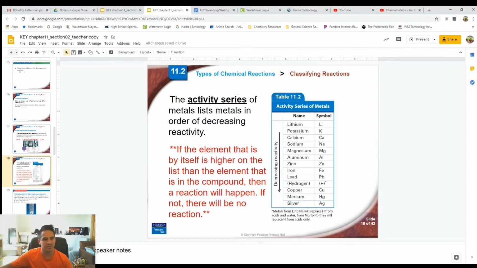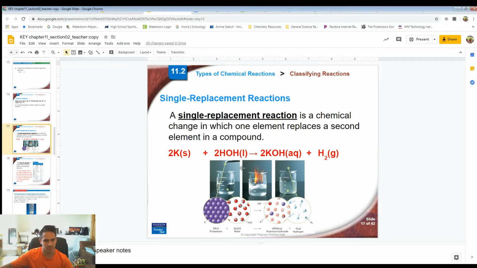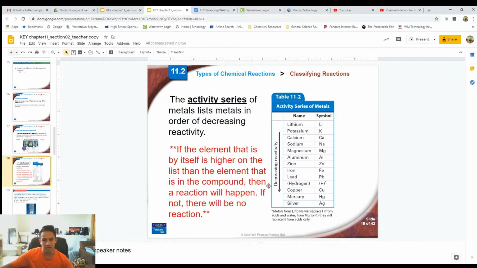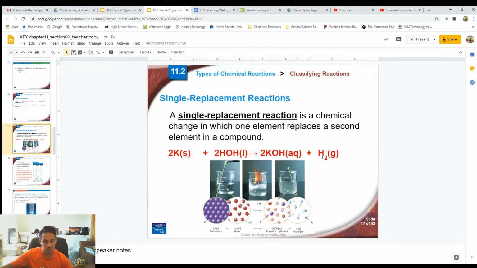So let's go look at the previous example on this slide to see how this works. The element by itself in this case was potassium, and the element it was trying to replace in the compound was hydrogen. If we look on the reactivity series here, potassium, the element that was by itself, is higher on the list than the element that was in the compound, which is hydrogen. Therefore, the reaction happened and we had new products.